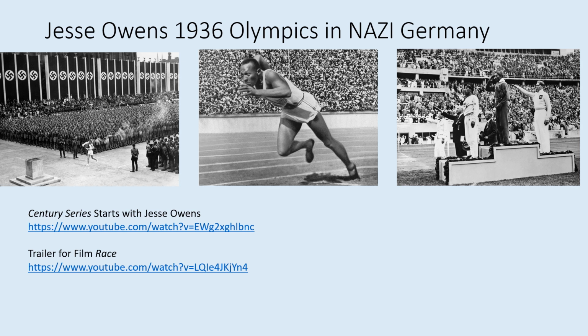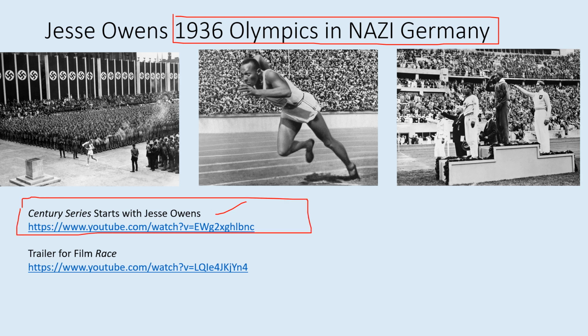Continuing with these racial ideologies, Jesse Owens in the 1936 Olympics, which took place in Nazi Germany, would win 4 gold medals, which proved Hitler's racial ideology to be incorrect. We'll be looking at this clip here from the Century series, which is a documentary, and the beginning of it shows Jesse Owens in those Olympics. At some point, a movie was made about his experience called Race.